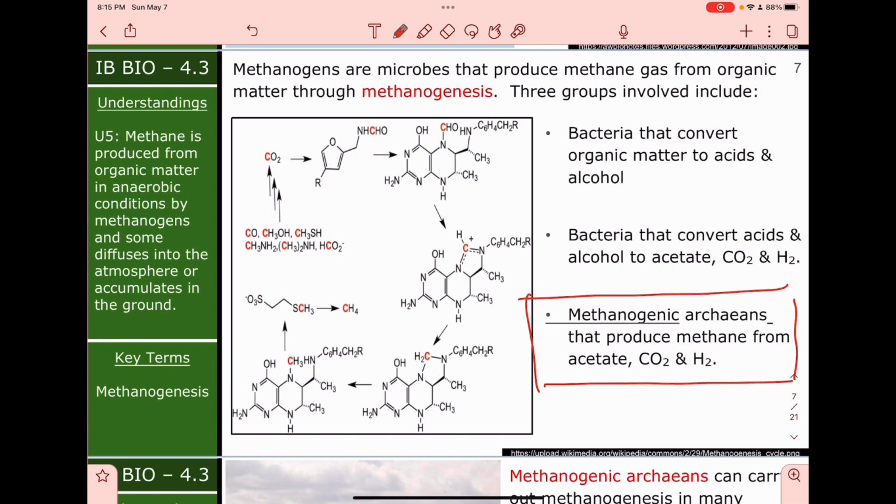So all methanogens are obligatory methane producers. And the reason is basically they create methane to use in a process of cell respiration. So methane is produced from organic matter in anaerobic conditions, this is very important here, by methanogens. Some of the methane diffuses into the atmosphere and/or accumulates in the ground. You already know this. We have methane as one of our greenhouse gases.